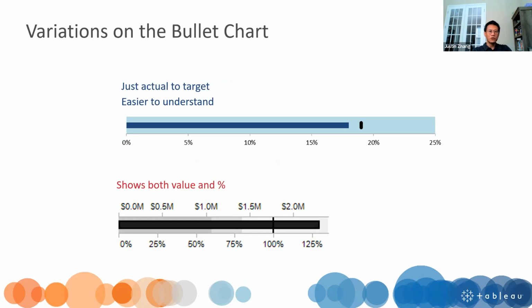So there may be some variations on the bullet chart. You may find that by removing the performance bands, the bullet chart is easier for readers to immediately understand and interpret. The bullet chart on the top simply shows an actual bar versus a target line, similar to what a thermometer might show. The bottom example is the variation created by Jeff Shaffer, which is a dual-axis bullet chart created in Tableau. So this shows both the percentage and the actual values.